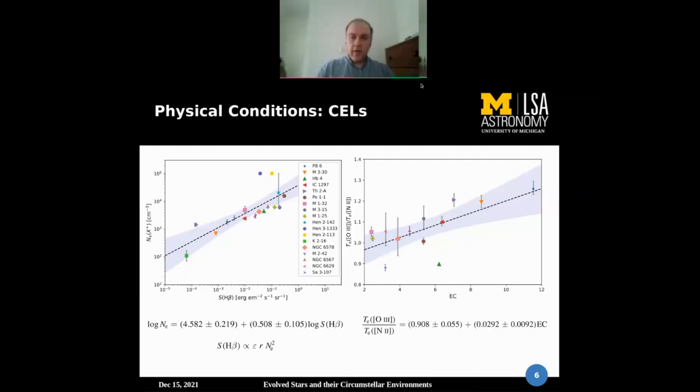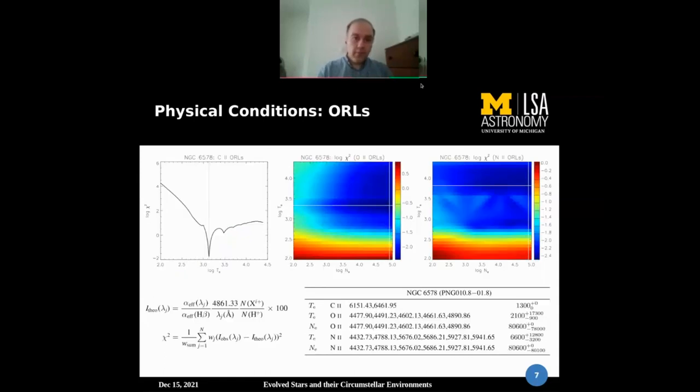On the right, you see the temperature from oxygen 3 over nitrogen 2, plotted versus excitation class based on the equation defined by Dopita 1990. This correlation suggests there is a trend with excitation class, which can be explained by the radiation field from the central source. So at higher radiation, we have higher temperatures.